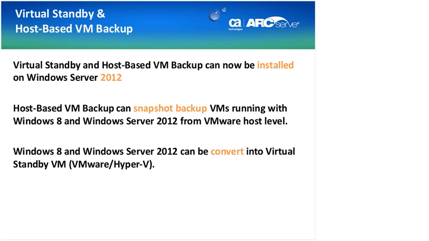Now, virtual standby and host-based VM backup can now be installed onto a Windows Server 2012. Again, this is only valid for R16.5. Host-based VM backup can snapshot backup VMs running Windows 8 and Windows Server 2012 from a VMware host level. If you are familiar with the VMware type of snapshot backup, they use the so-called VDDK method.